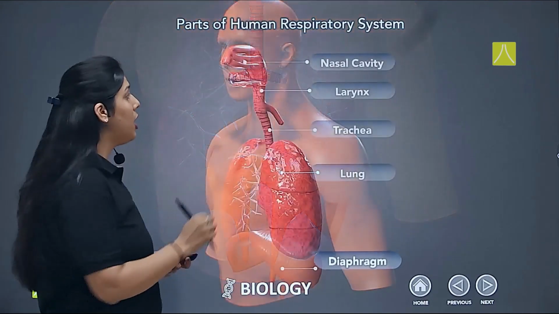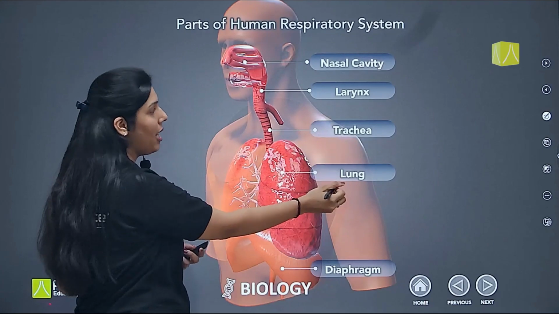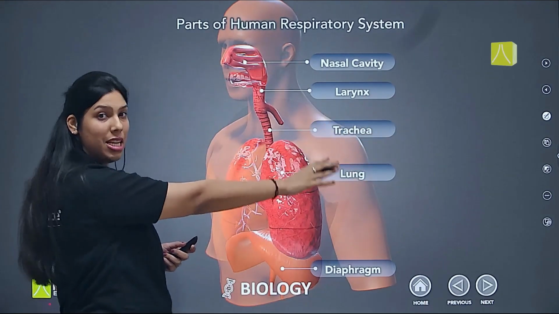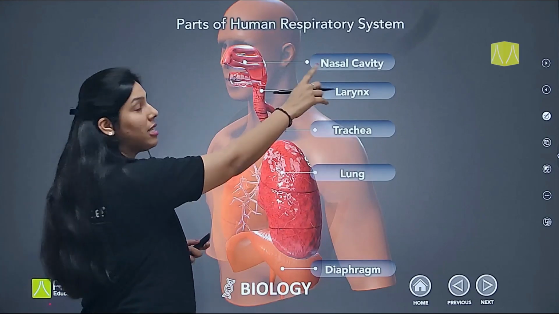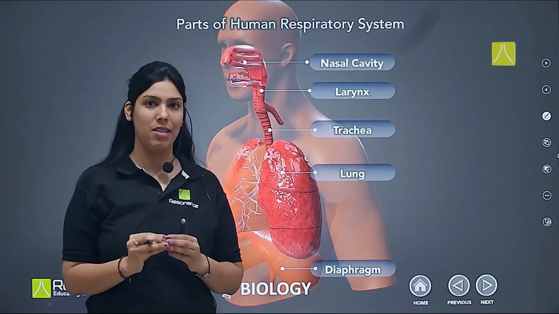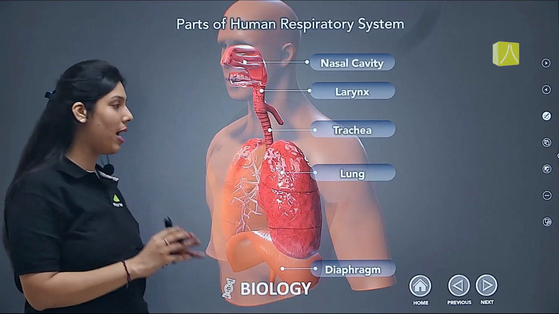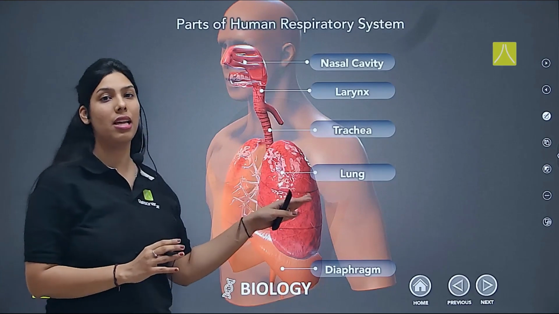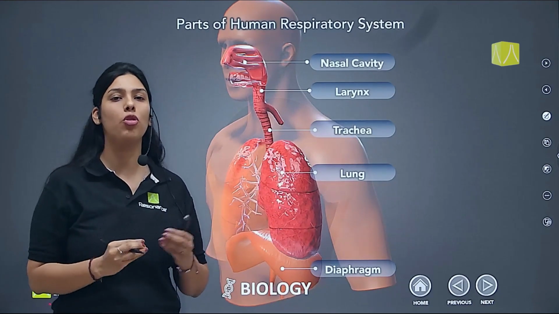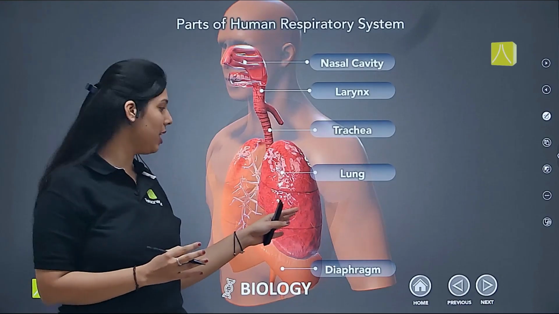So here you can see what we have read: the nasal cavity, larynx, trachea and lungs. Larynx is also known as the voice box. Trachea has the C-shaped cartilaginous rings, and the nasal cavity bears the hairs and the mucus secreting cells, which help trap the dust particles present in the inspired air. And in the lungs many alveoli are present, which help in the exchange of gases. Here only the exchange of gases will happen.